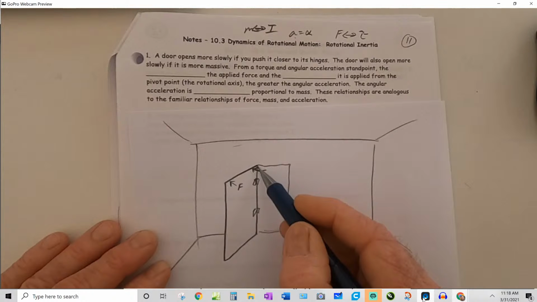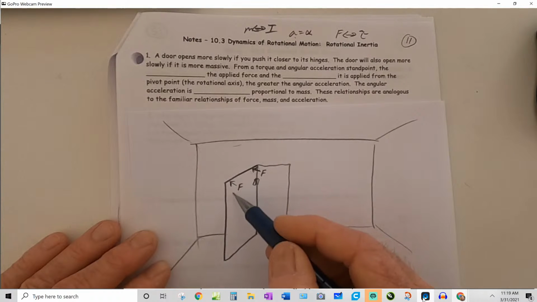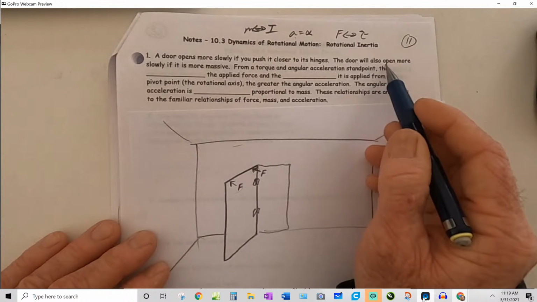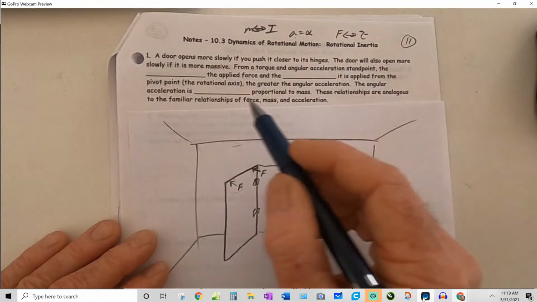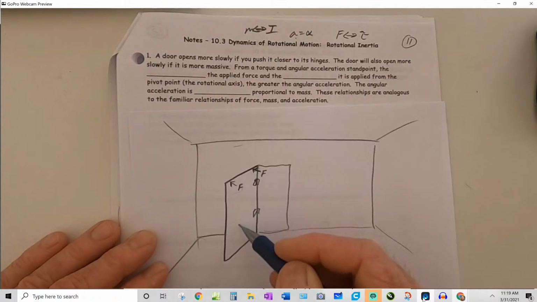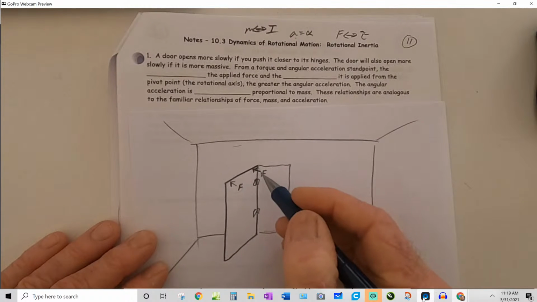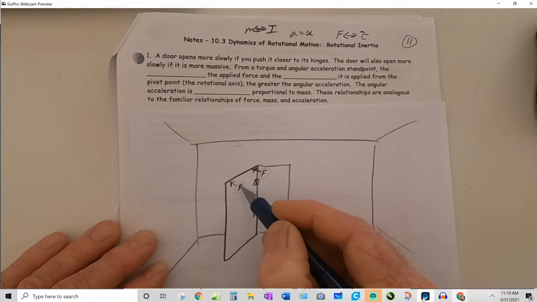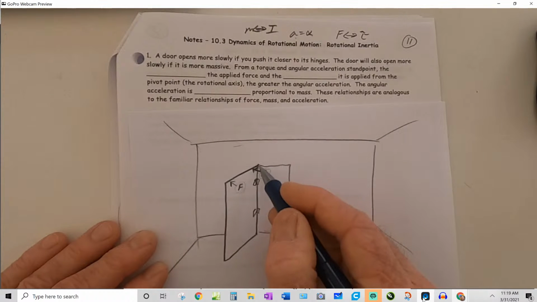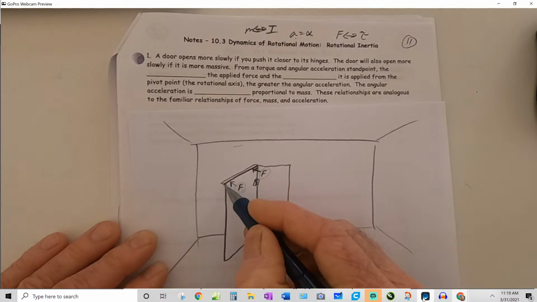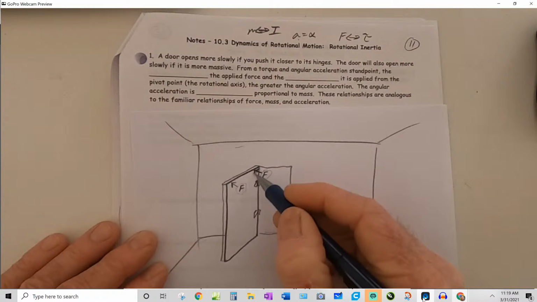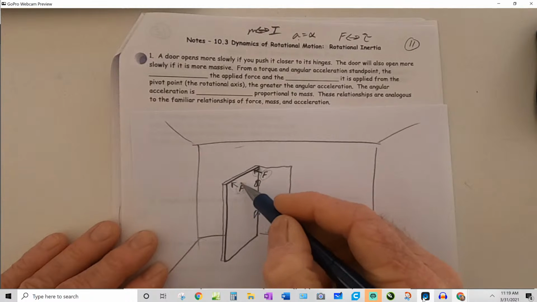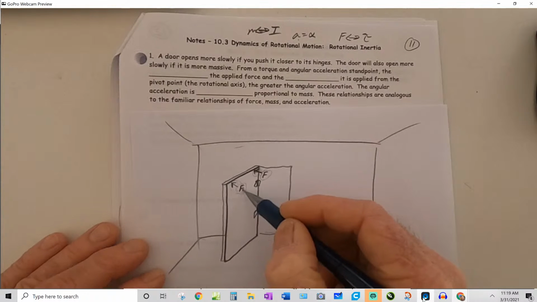And it's going to open more quickly pushing it farther from the hinge. Here you get more torque, and here you have less torque. The door will also open more slowly if it's more massive. So if this were a plastic door, a little force right here might open it pretty quickly, and a little force right here might open it really quickly. But if we made it thicker and made it out of concrete, then you could use those same forces, and it's going to open really slowly if you push here, and it's going to open faster here, but still slowly.